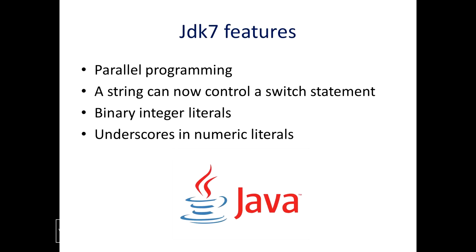So here is the list of some language features added by JDK 7. There are many more; I have not included them in the slide. I'll just explain them briefly. That is, a string can now control a switch statement, and there are binary integer literals, underscores in numeric literals, and an expanded try statement called try-with-resources that supports automatic resource management. For example, streams can be closed automatically when they are no longer needed. And there is type inference via the diamond operator when constructing a generic instance.